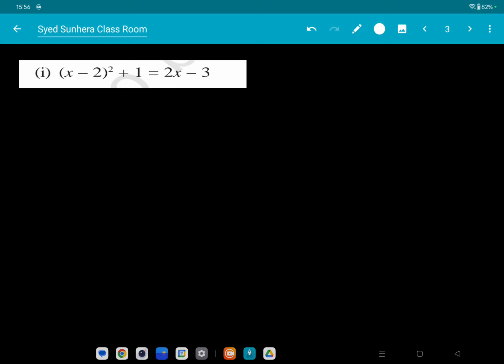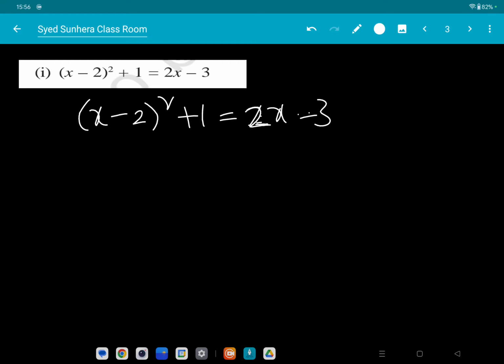Here it is a problem. Here it is not equals to 0. So we are going to solve this. Here I'll write the question: x minus 2 whole square plus 1 is equals to 2x minus 3. Is it a quadratic equation? We can't say that, because here this 2 is for both x and 2. So we can't say that.